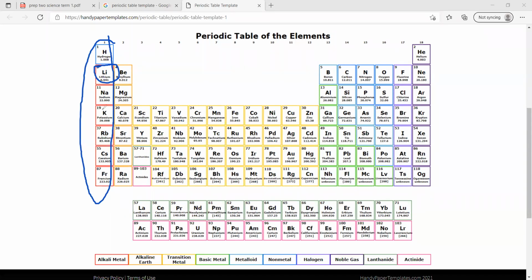But if I compare lithium with the others, hydrogen is not from the same group. Hydrogen is a non-metal, so we are not counting it. It's in group 1A, but it is not a metal, and we will not count it, because the properties are different. So lithium is the lowest or weakest metal, and cesium is the strongest metal in group 1A.